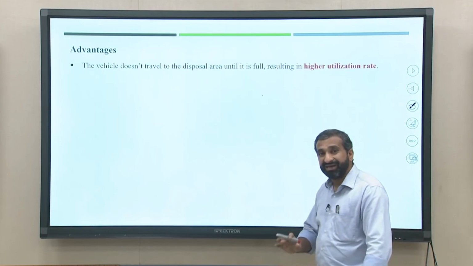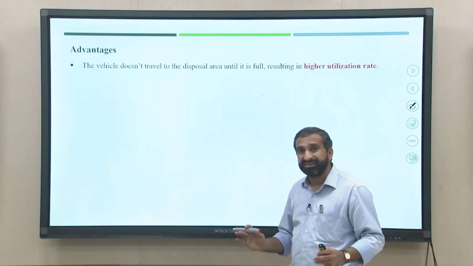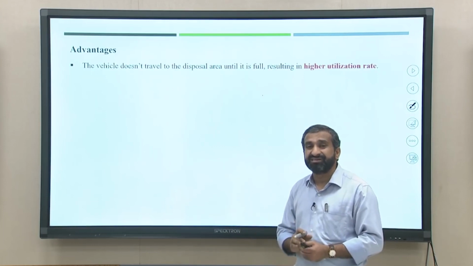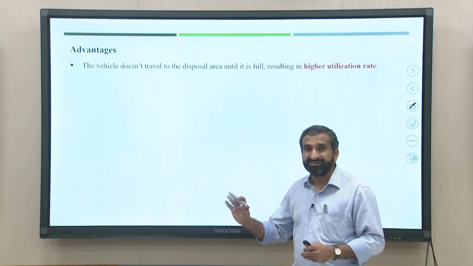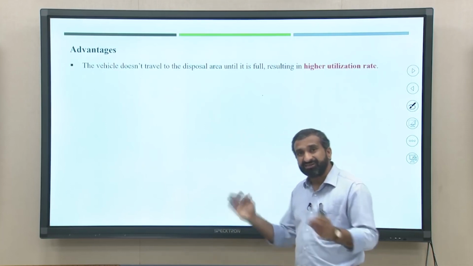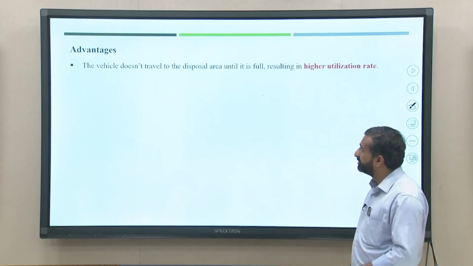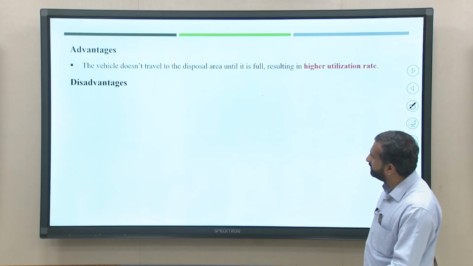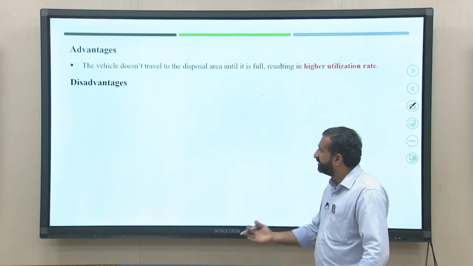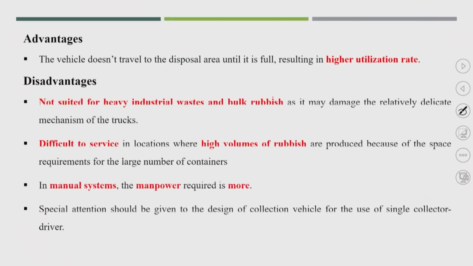Because of that, most cities in India still have the stationary container system, because hauling is not that much. It is more economical compared to the haul container system. But there are a lot of disadvantages, which I already talked about, like some spillage of the waste. It is not suited for heavy industrial waste and bulk rubbish that could damage the vehicle. Even compactor vehicles cannot be used for industrial or bulky rubbish, or especially construction and demolition waste.